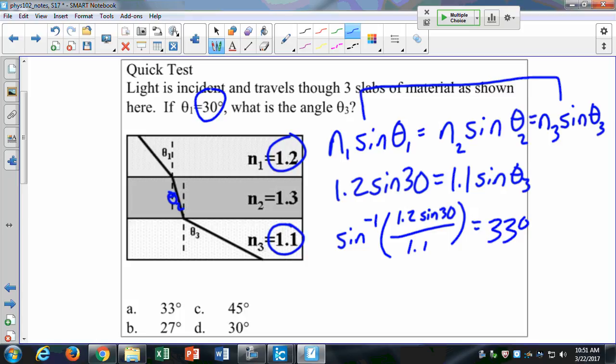Make sure you're in degree mode on this stuff. We're not going to use radian mode at all, but if you're in calculus, you might be using radian mode. So if you're in calculus, make sure that you're switching back and forth on your calculator. And then you use your inverse sine to find the angle. Also notice here that as I move from a low index to a high index, I bend towards the normal, and when I move from a high index to a low index, I bend away from the normal, just like we talked about last time.